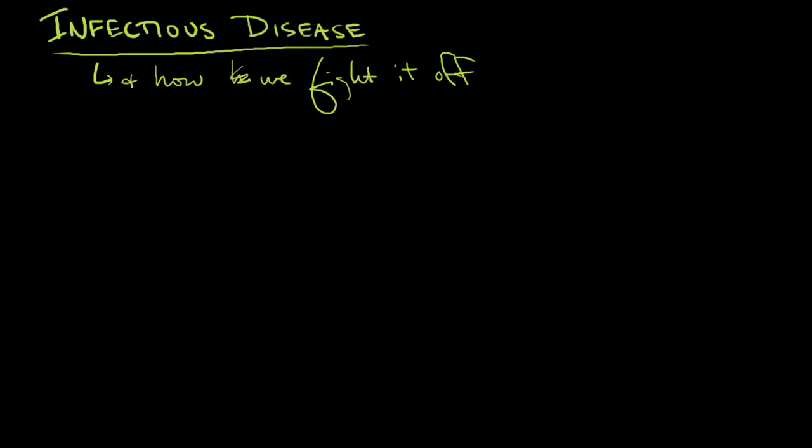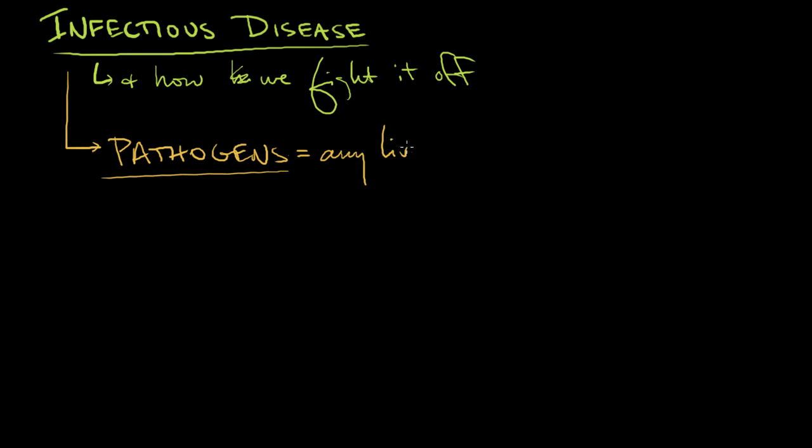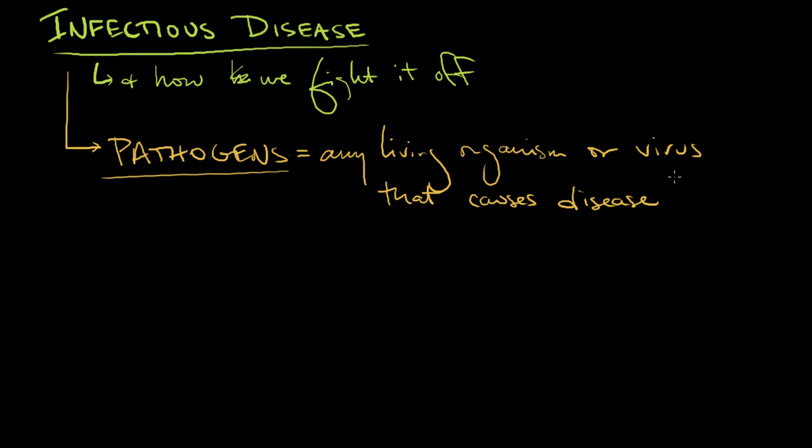So really, when we talk about infectious disease, what we should be mostly concerned with, first off, are pathogens. Pathogens are any living organism or virus that causes disease. This is a definition that you need to commit to memory. Pathogens cause disease. These are living things or viruses that cause disease.